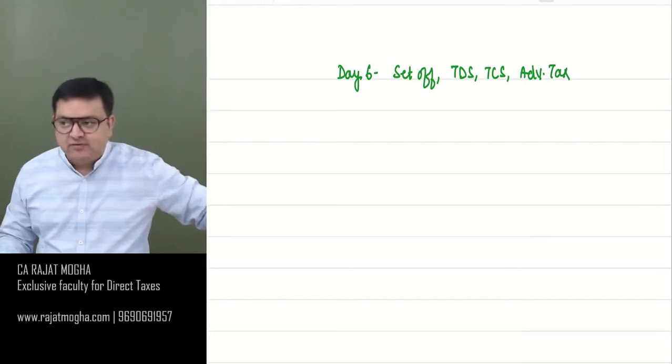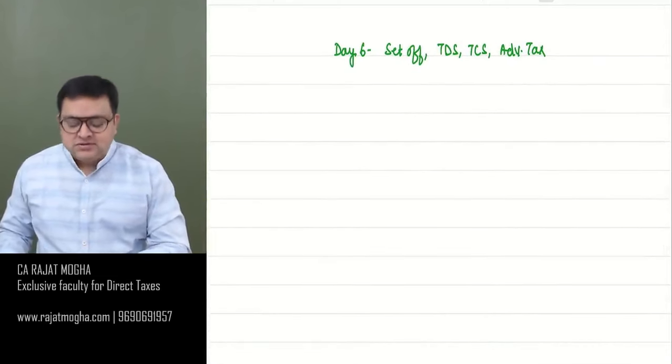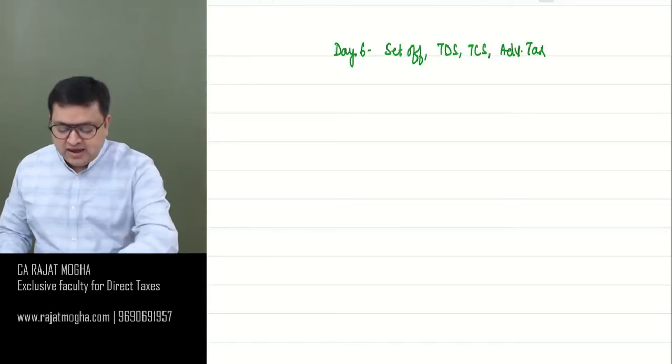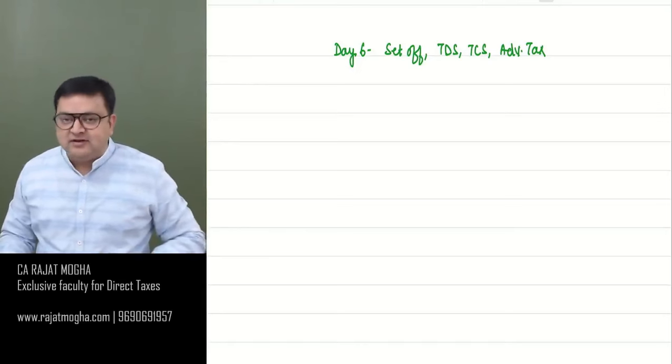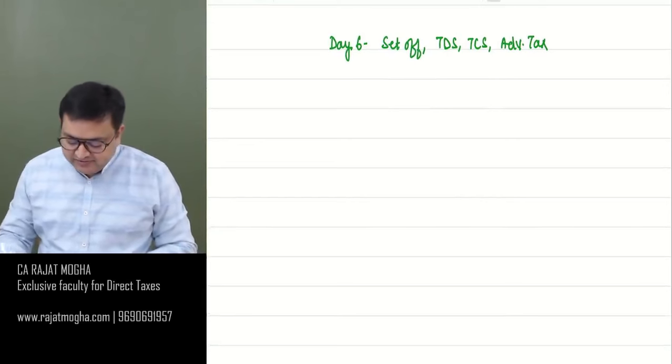Today we have to do TDS, TCS, advance tax, and before that we would like to complete the set-off of losses first. See, if I talk about the changes in default regime and optional regime as far as set-off is concerned, there is one change in house property. Everybody please write with me.